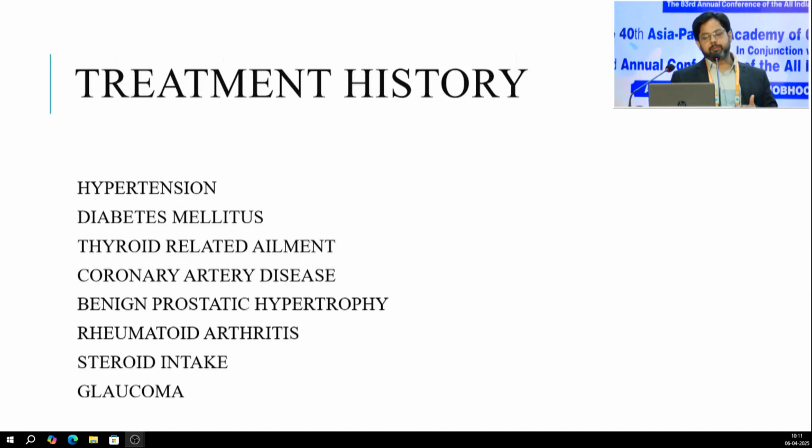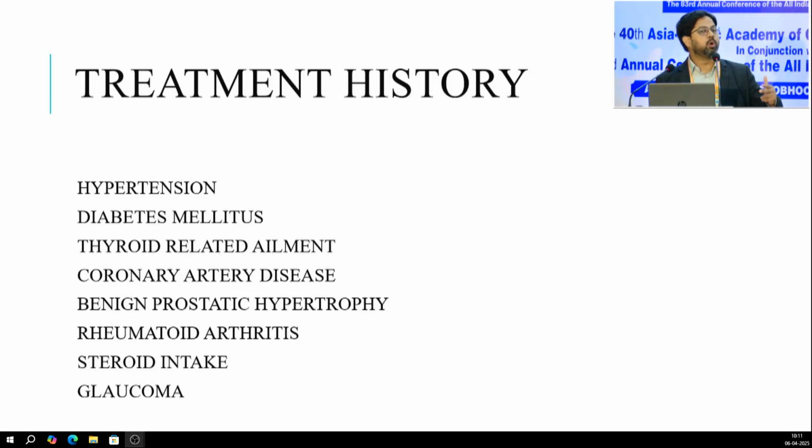We need to know about the treatment history. Hypertension, very important. We need to know about diabetes status, thyroid-related ailments. We need to know about CADs because patients may be on blood thinners. And not very important for topical surgeries, but for block, we tend to stop Ecosprin for 3 days and clopidogrel for 5 days. We need to know about BPH because patients on tamsulosin and Urimax may have intraoperative floppy iris syndrome, and your planning changes.